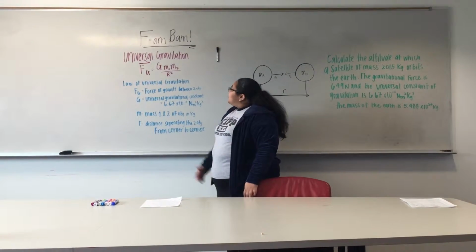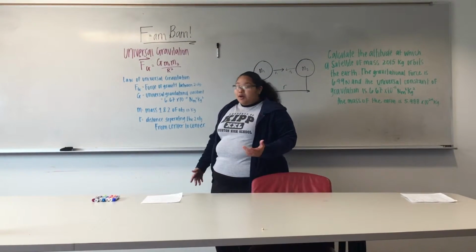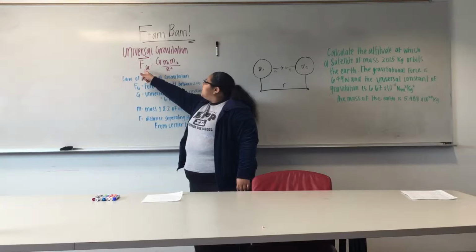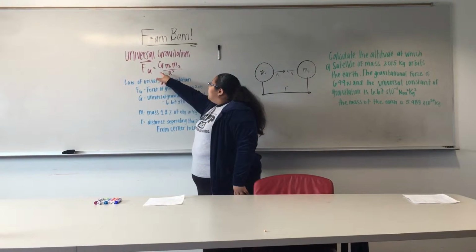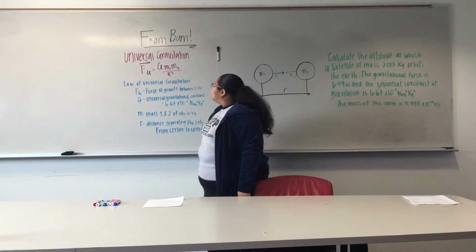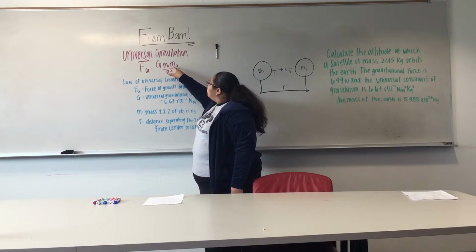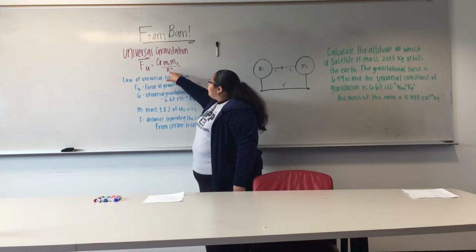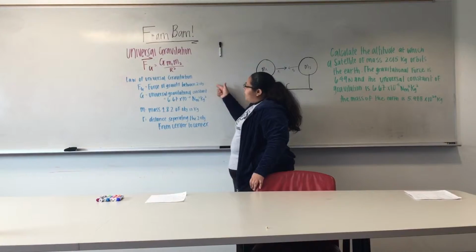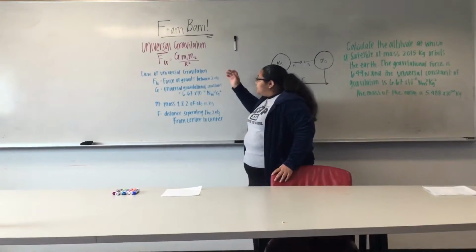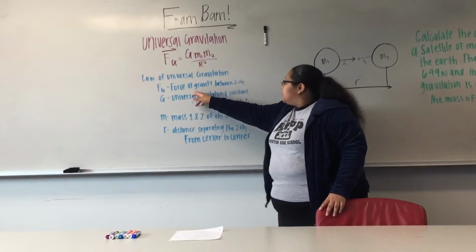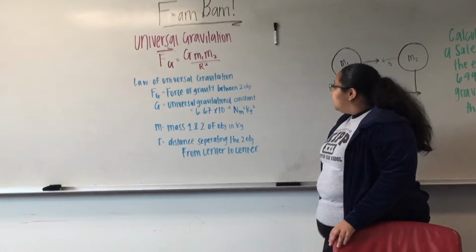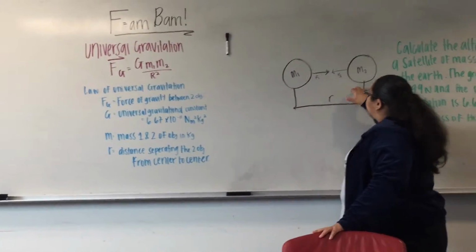The equation that we use to solve universal gravitational problems is F gravity equals gravitational constant, mass 1 times mass 2 over radius squared. Right here we have the law of universal gravitation, which is the force of gravity between two objects, which you can see on this diagram, two objects.